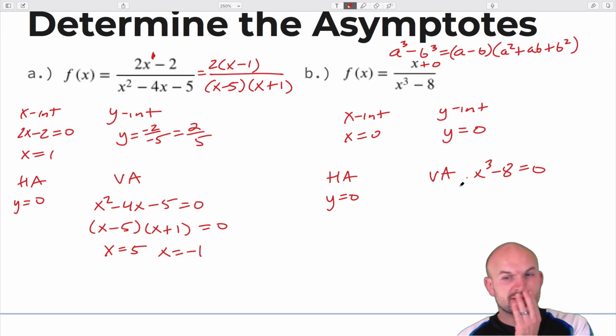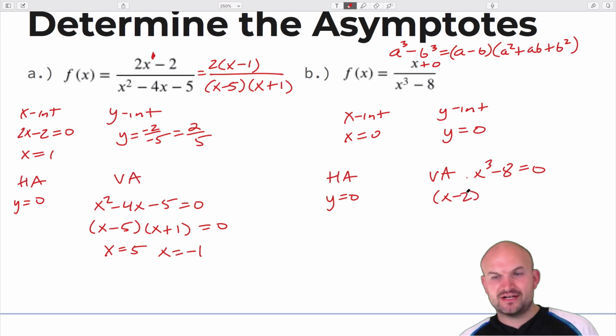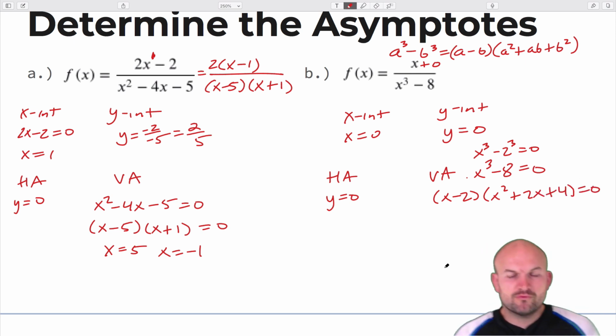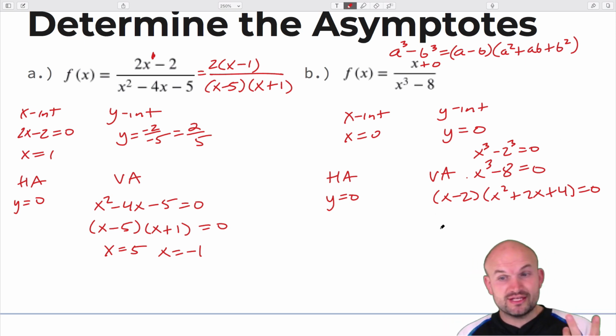Okay, now the important thing that I really wanted to cover with this: if you were to factor this out, you have to rewrite this as a cube term. So 8 is 2 cubed. So you could write this as x cubed minus 2 cubed. So you can see that's where I got that 2. And then this would be x squared plus 2x plus 4 equals 0. But the important thing I really wanted to bring up here is there's actually only going to be one vertical asymptote, x equals 2.